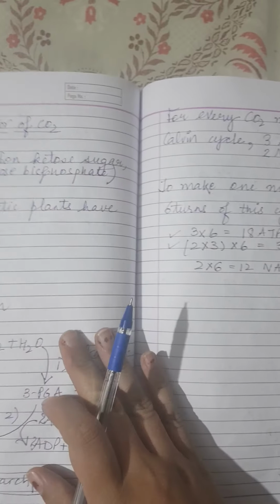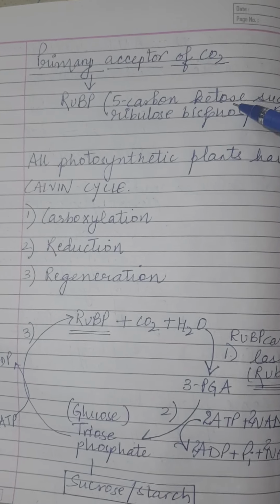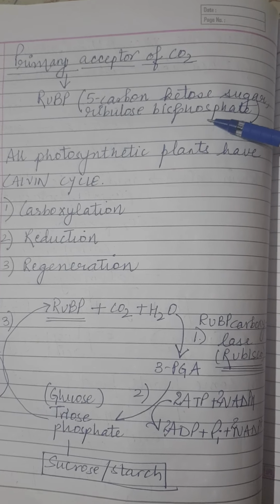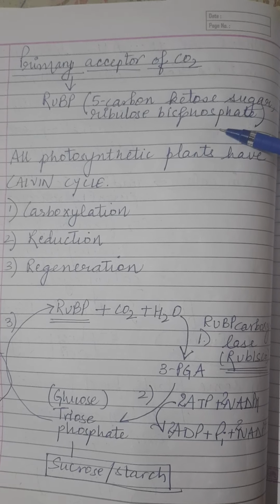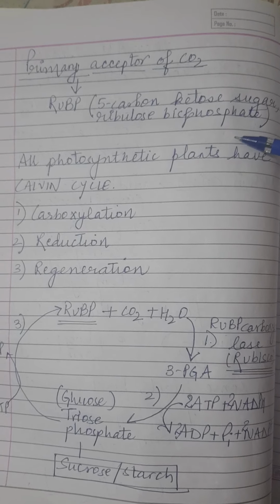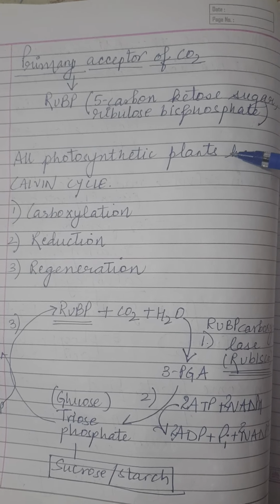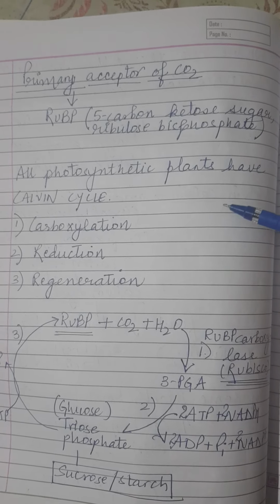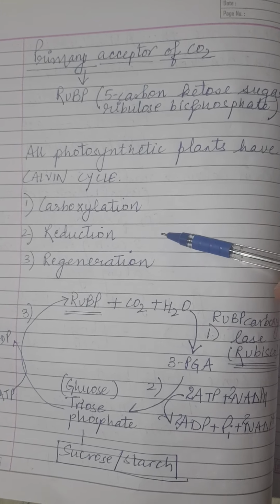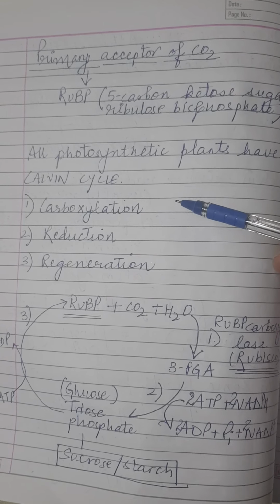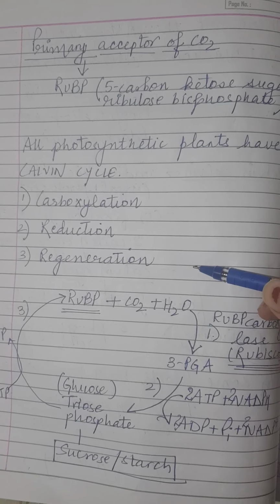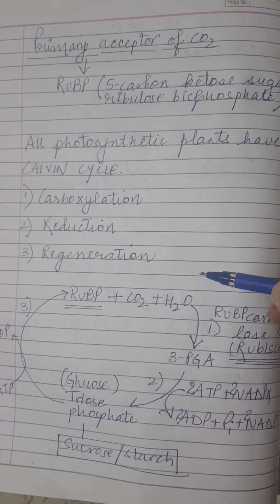So let us look at the basic concept: which one is the primary acceptor of carbon dioxide? That is RuBP, a 5-carbon ketose sugar, ribulose bisphosphate. Irrespective of whether the plant is C3 or C4, all photosynthetic plants have this Calvin cycle, wherein 3 reactions are carried out. First is carboxylation, followed by reduction and regeneration. So let us look at how this happens.